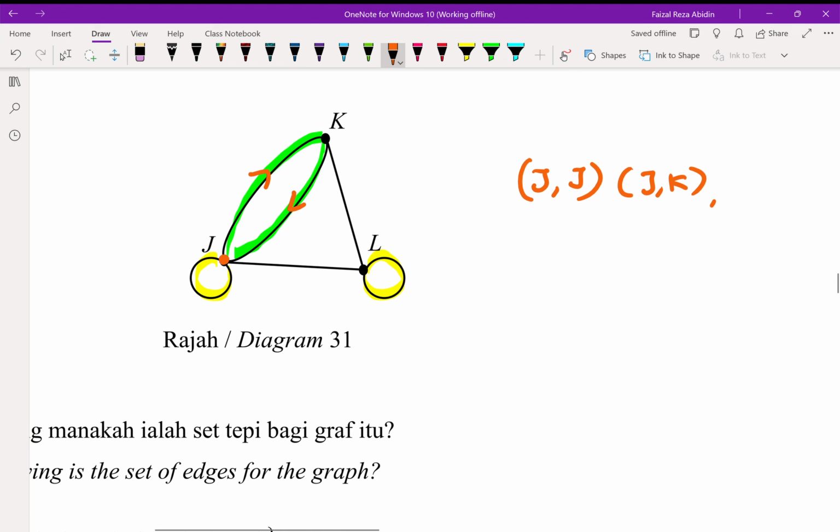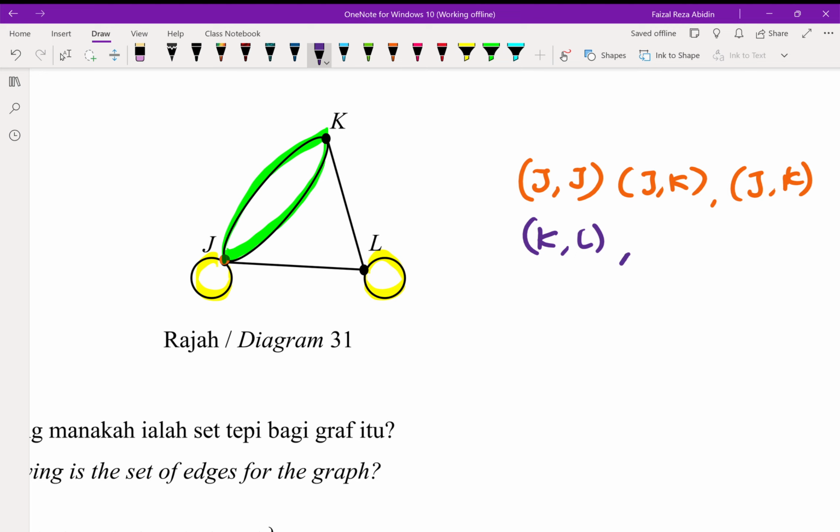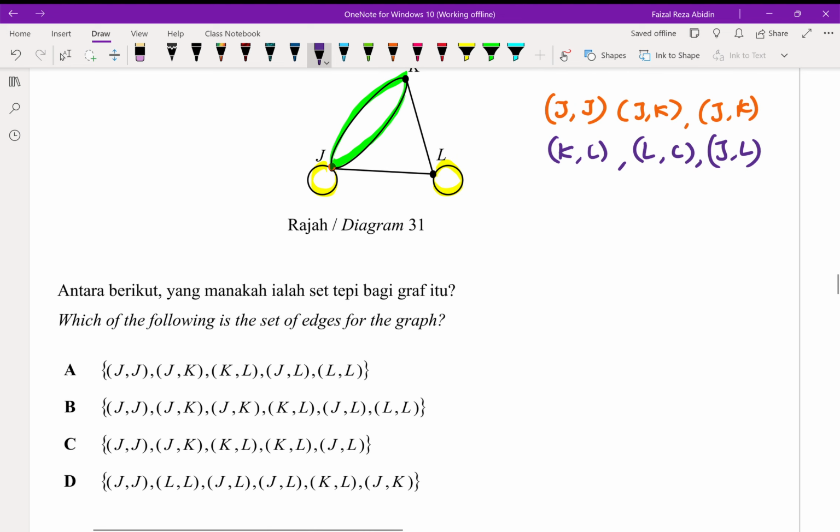JK also can. KJ also can. Okay, because we supposedly don't have the direction here. It's going to be two way here. Then KL. Then LL first, and then JL also can. So you are going to get 6 over here. If you look, 1 2 3 4 5 6.